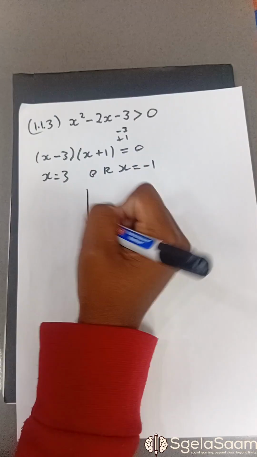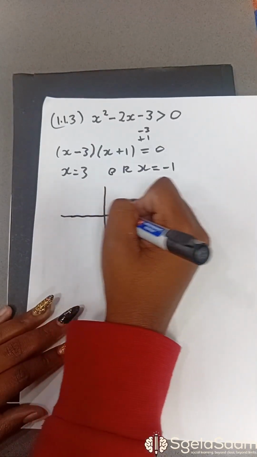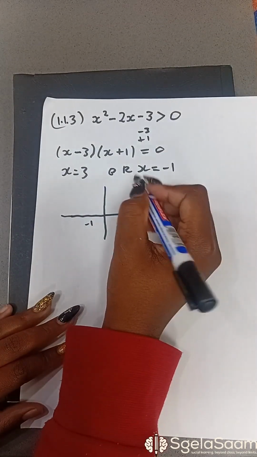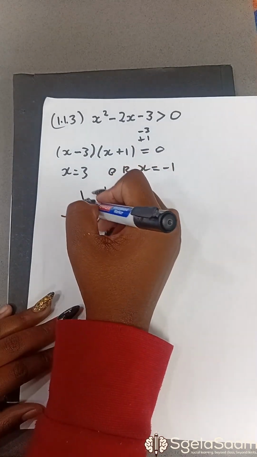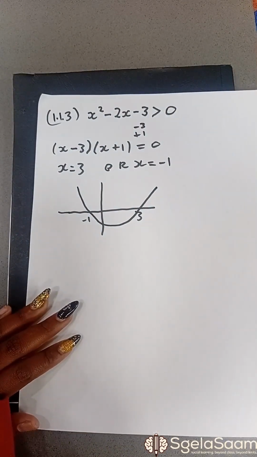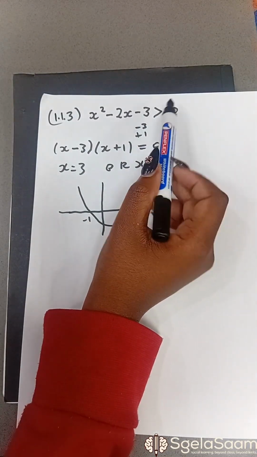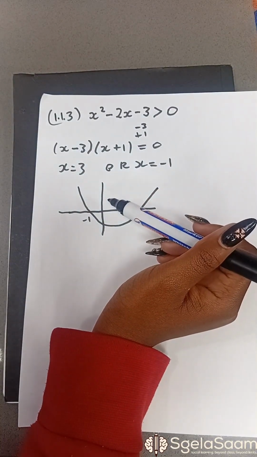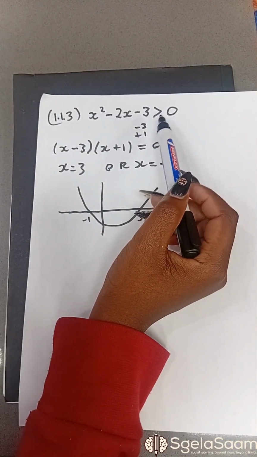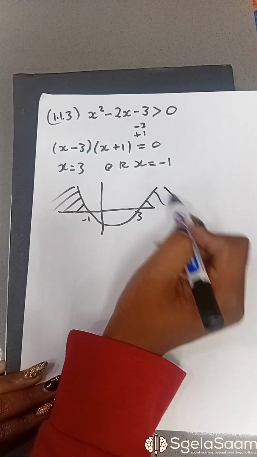We need to draw the Cartesian plane so that you can understand what is going on. Okay, minus 1 should be here, and then 3 should be there. And then you draw it. Nice, cute, quadratic. And now we are looking at bigger than. If it was less than, we would look below the x-axis. But now it is bigger than 0, so we know that we're looking at areas like this.